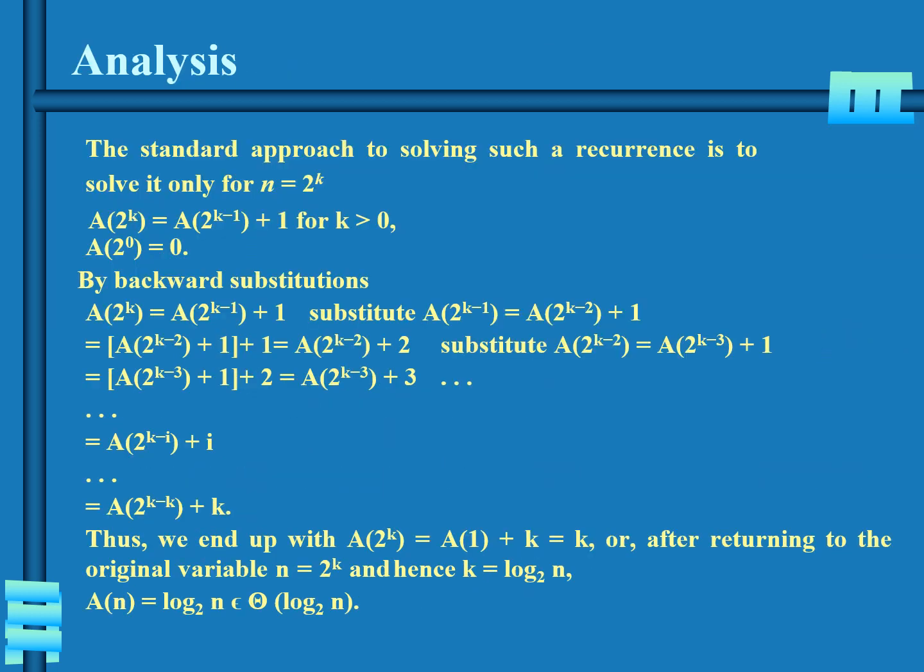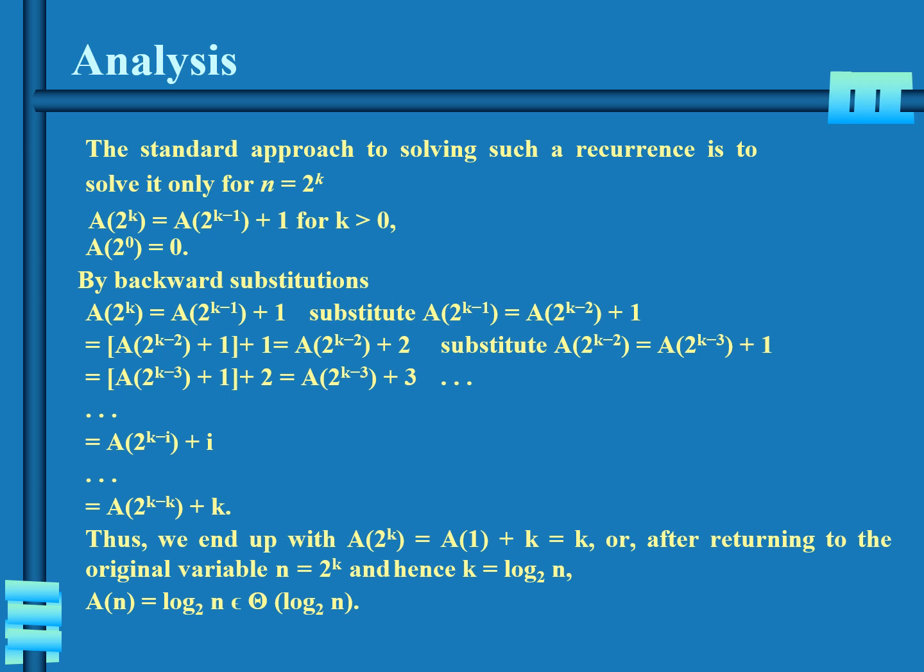How to solve this by using backward substitution: we have to use a standard approach. We have to express n in terms of 2 power k. In that equation, you substitute n is equal to 2 power k. So A of 2 power k is equal to A of 2 power k minus 1 plus 1, because A of n by 2, if n is equal to 2 power k, becomes 2 power k minus 1. Again, the initial condition also you have to write in terms of 2 power 0. A of 1 is equal to 0. How can you write 1 in terms of 2 power? 2 power 0 is equal to 1.